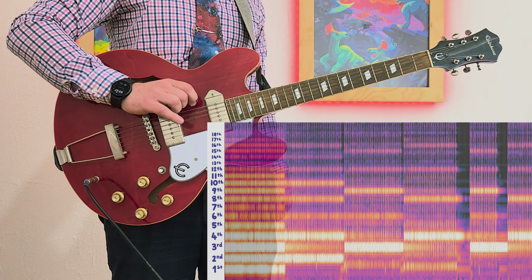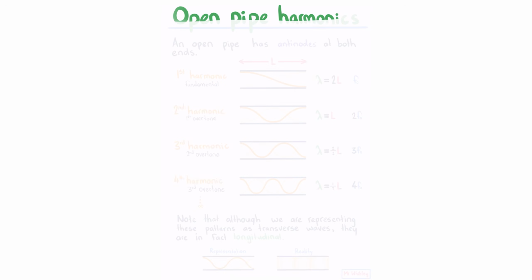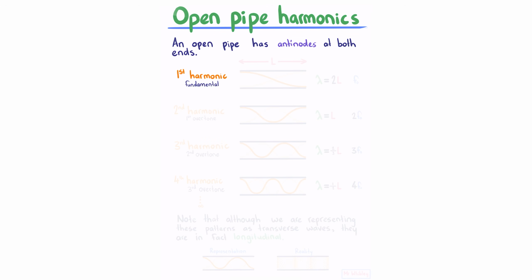Open pipe harmonics. An open pipe has antinodes at both ends, and so our first harmonic, aka our fundamental, looks something like this, where we have antinodes at each end and a node in the middle. And now to visualize our wavelength, you can see that we go from a peak down to a trough, and for a full wavelength, we need double this length to get us back up to a peak. That is to say that our wavelength is going to be twice our length, and once again the frequency of our fundamental is denoted as f0.